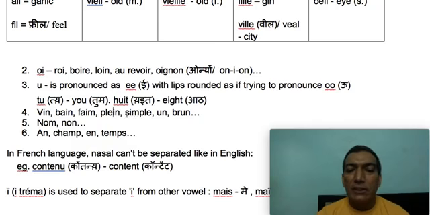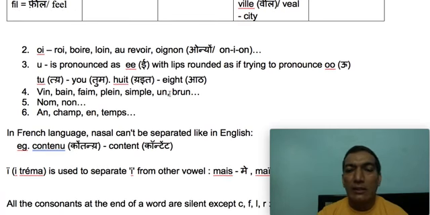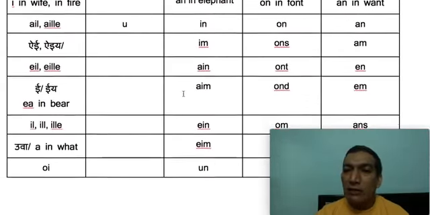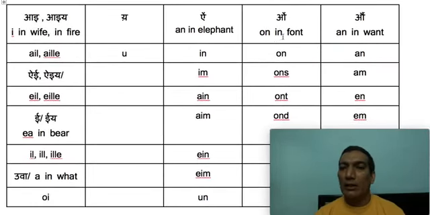Then simple. It is not like English simple, so em is un, simple. Then un, which means one in English, the number one in French, un. Then another example is brun. The next sound is on, as in font.